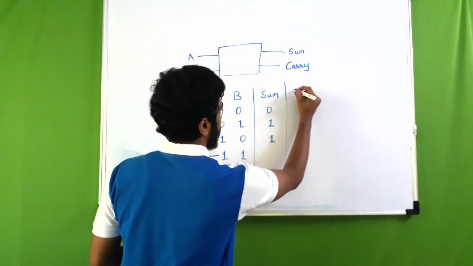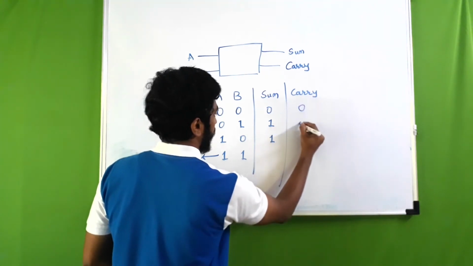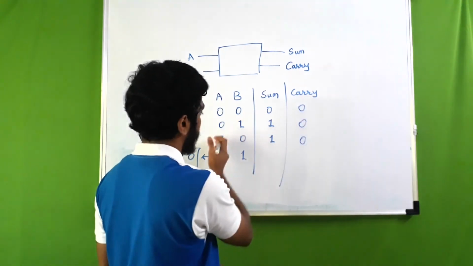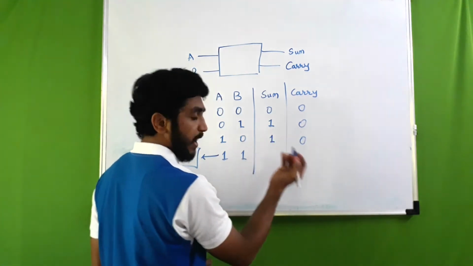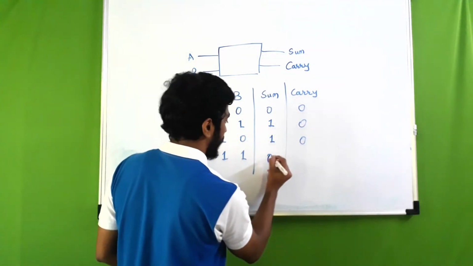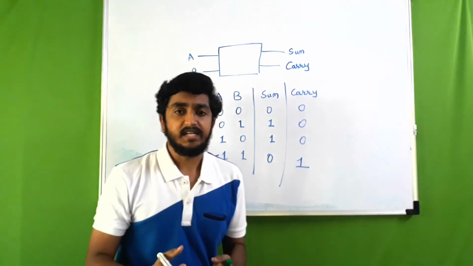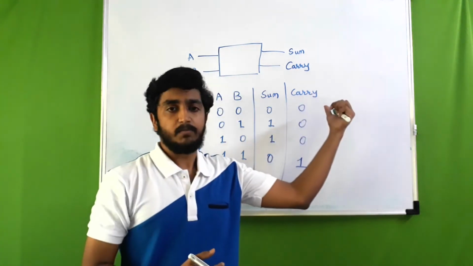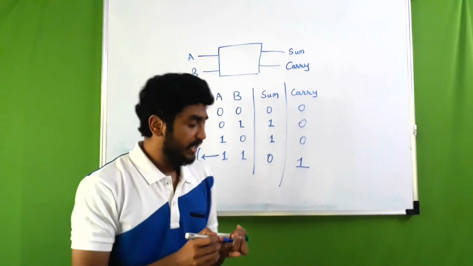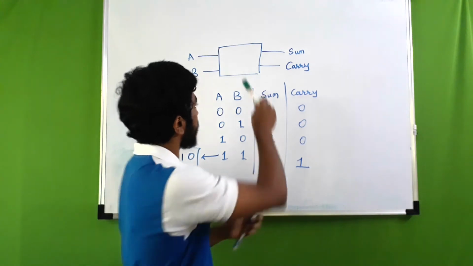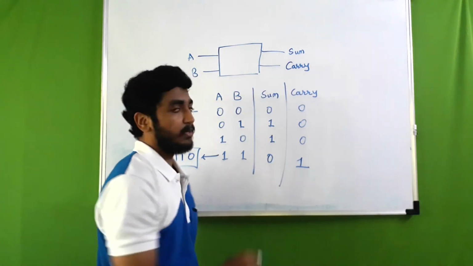So in this case the carry will be 0 because there is a direct answer, but when it is 1 and 1, the sum will become 0 and the carry will become 1. So I can say the carry is the most significant bit and the sum is the least significant bit. Considering this, we have constructed a black box and we have also constructed a truth table.